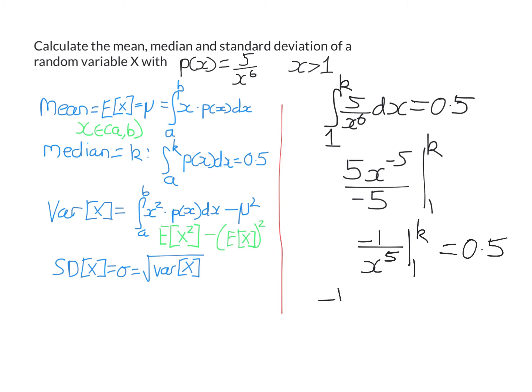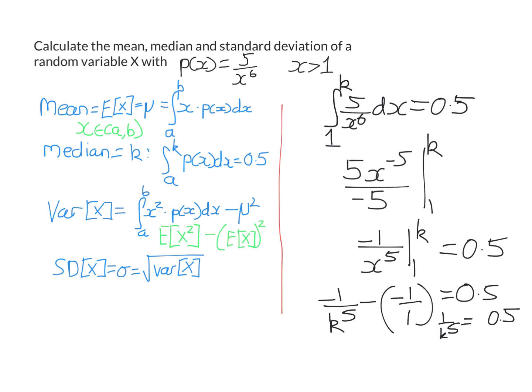So substituting in k gives me k to the power of 5 on the bottom, minus, now when x is 1, that just gives me minus 1 over 1. So what I do now is subtract 1 from both sides because this here is a positive 1. So I get minus 1 on k to the power of 5 equals minus 0.5. So I can get rid of the negatives on both sides.